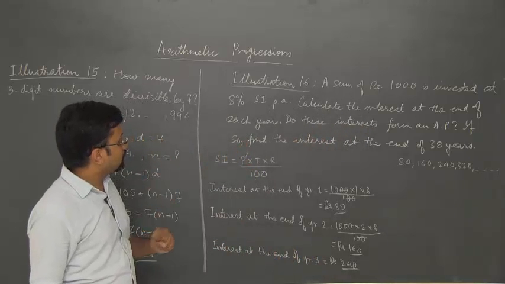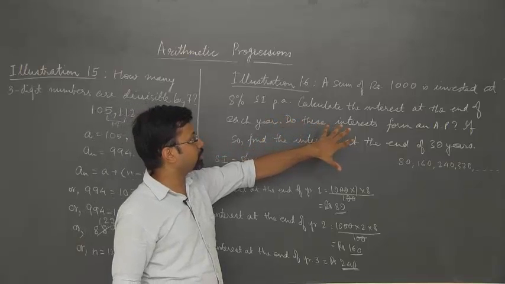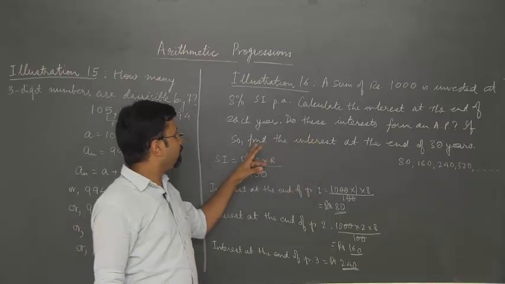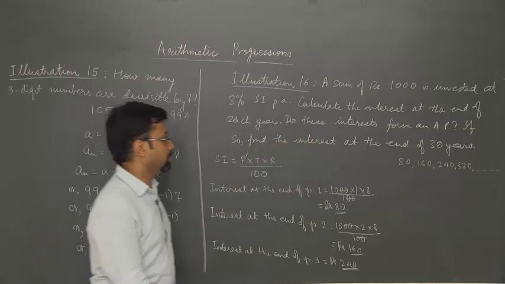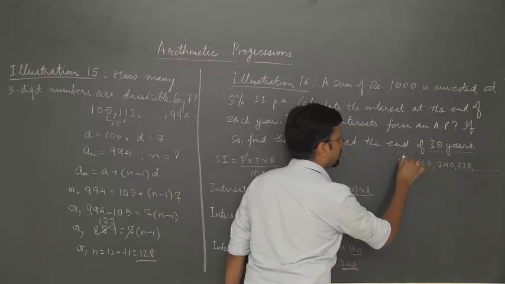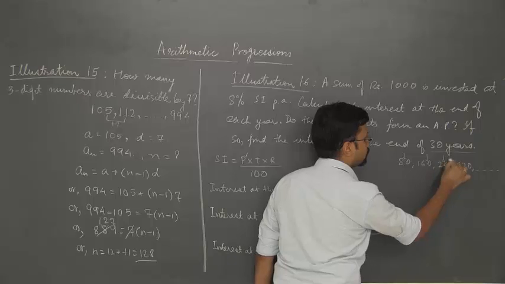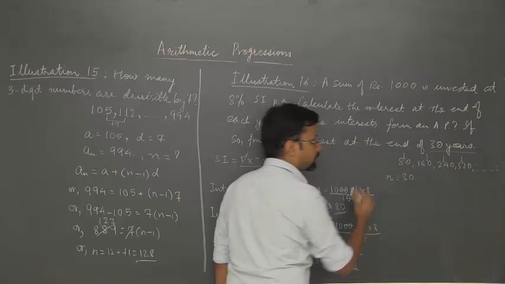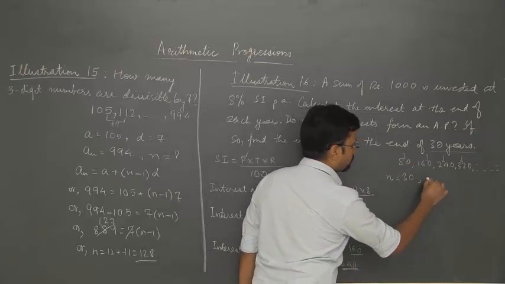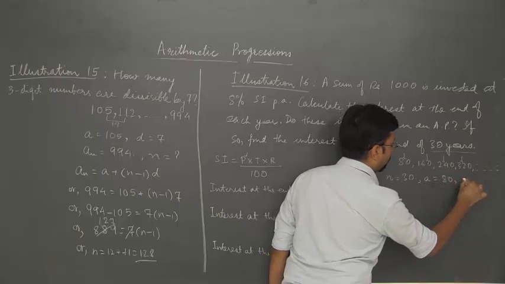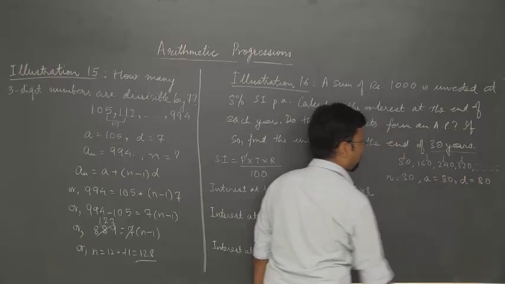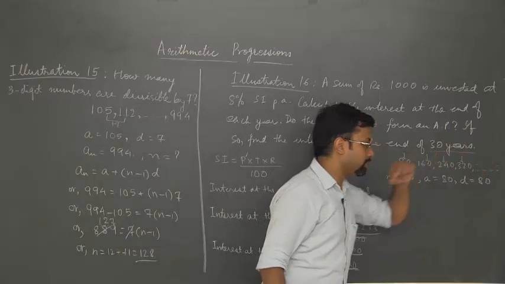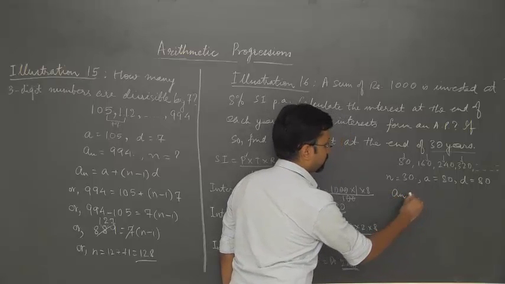Now the first part of the question is solved. Do these interests form an AP? Yes, they do form an AP with common difference equal to 80 rupees. If so, find the interest at the end of 30 years. This is the interest at the end of the first year, second year, third year, fourth year, and so on. So here n will be 30. The first term a will be 80, common difference d will be 80, and we have to find out an, that is the interest at the end of 30th year.